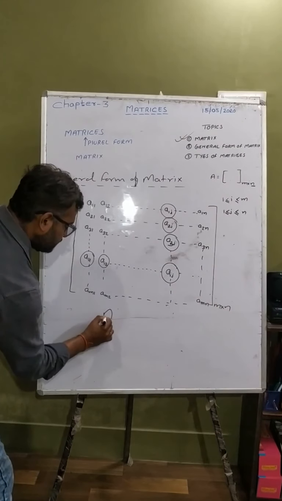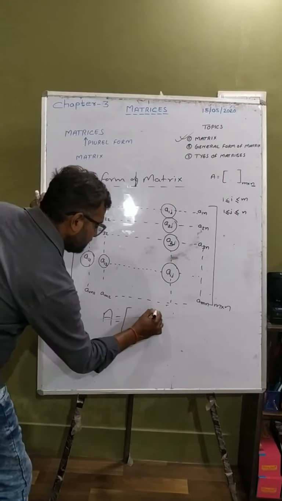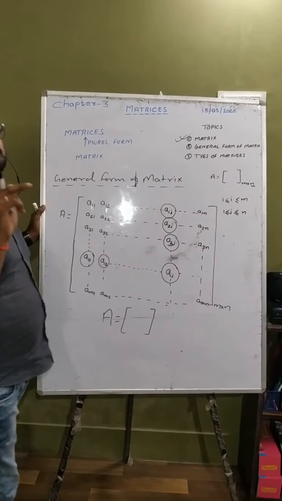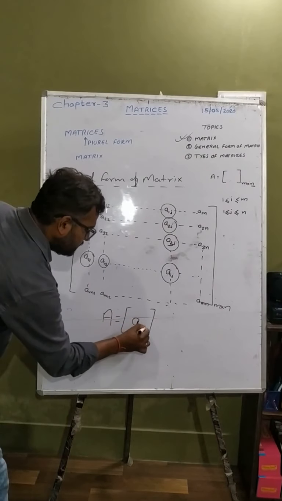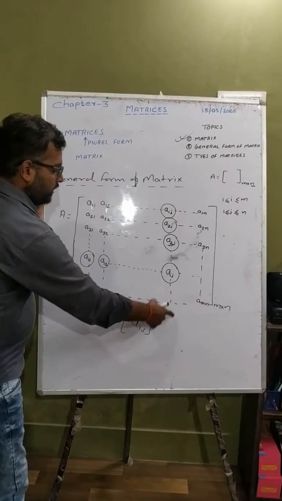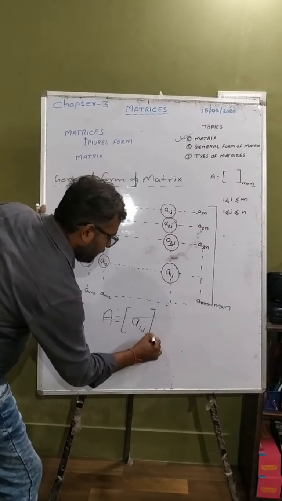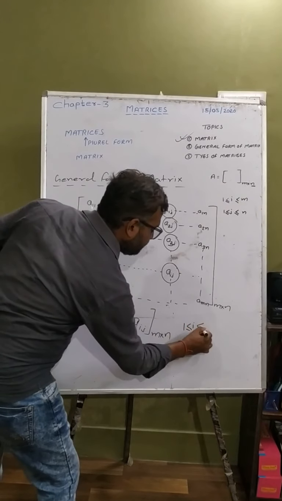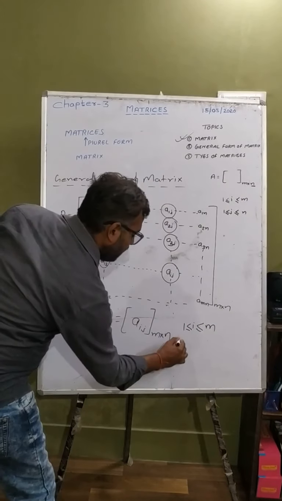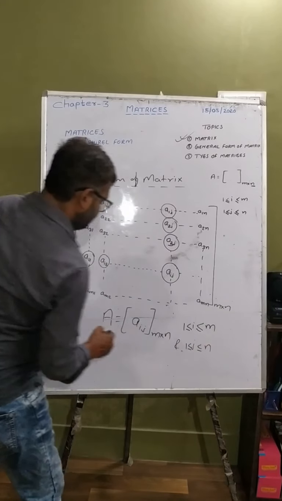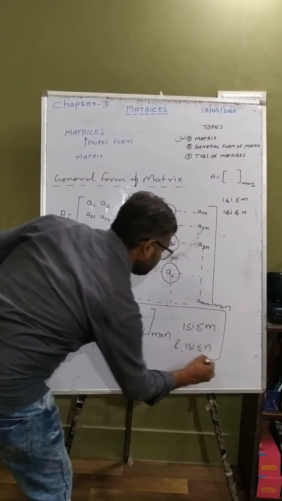A is a matrix whose elements are given by Aij, and the order of the matrix is m by n, where I is greater than or equal to 1 and smaller than or equal to m. And J is greater than or equal to 1 and smaller than or equal to n. This is called the general form of a matrix.